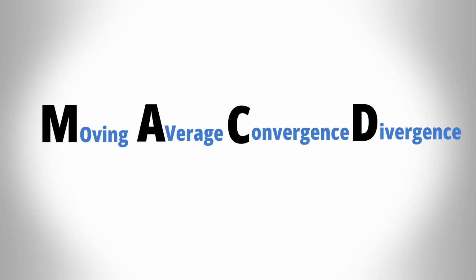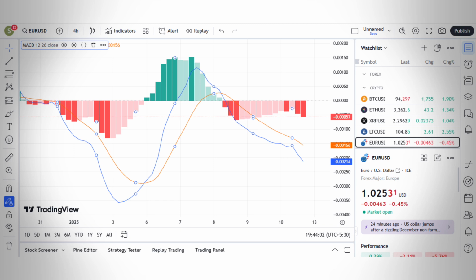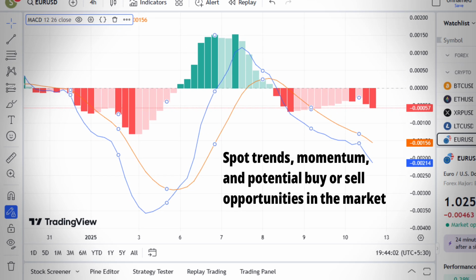MACD is an acronym for Moving Average Convergence Divergence, and it's a technical analysis tool that helps traders to spot trend, momentum, and potential buy and sell opportunities in the market. The MACD indicator measures the relationship between two exponential moving averages.